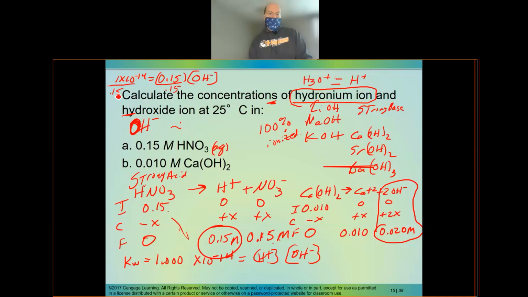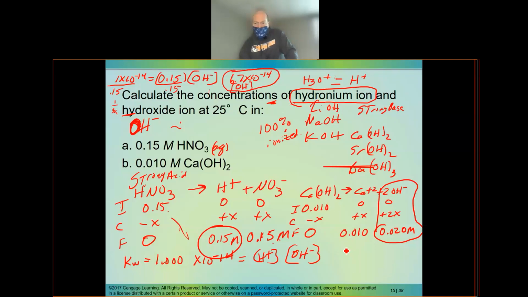And you get 1 times 10 to the minus 14 over 0.15. You get a 6.7 times 10 to the minus 13, but no, it's 1 divided by that, 0.67. Minus 14, is it 6.7 times 10 to the minus 14? Yeah, okay. All right, so 6.7 times 10 to the minus 14, that is your OH minus concentration.